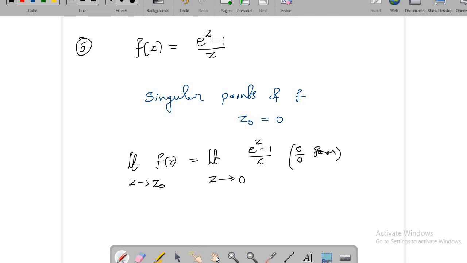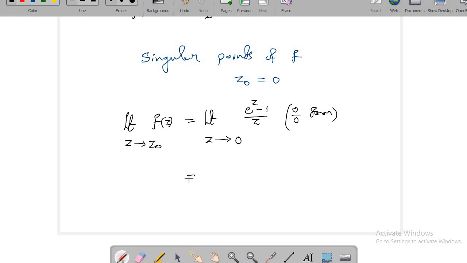Okay, so when you get 0 by 0 form, you can take help of L'Hospital rule. So when you take the limit as z goes to 0, the derivative of e power z minus 1 is e power z, and the derivative of z is 1, using L'Hospital.